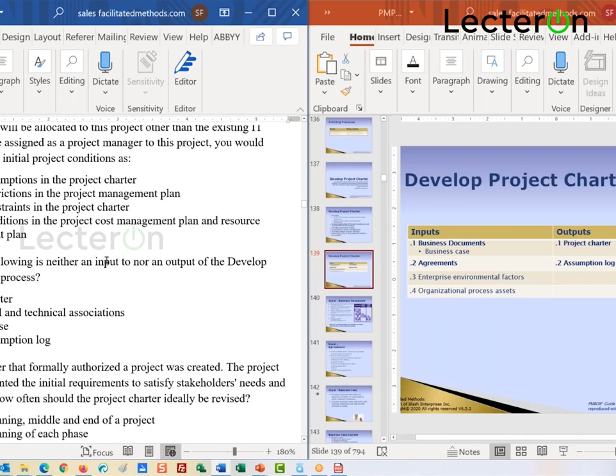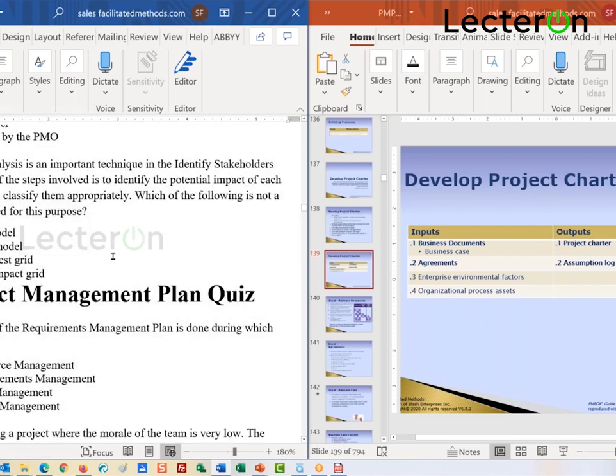Okay, so anyway, that gets us through the first domain, first process group. What we'll do tomorrow is we will start working through the project management plans, the 13 of them, and see how we can try to understand those.